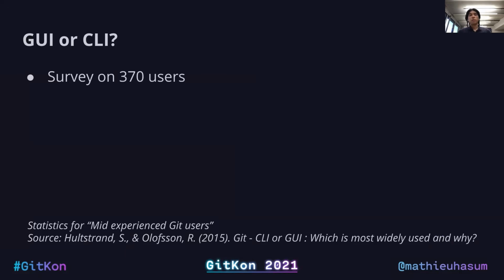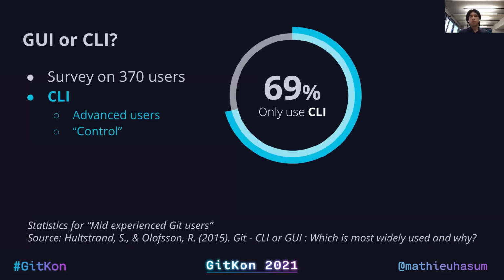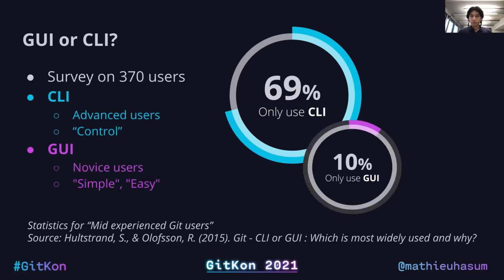So what they found is basically what you would expect, that intermediate Git users often prefer to use the CLI. 70% of them only use the CLI. Actually, only 10% exclusively use the GUI. So that would be myself included. And the interesting fact is why they prefer the GUI. Most of the time, it's because it's simpler, it's easier, it's a learning tool.